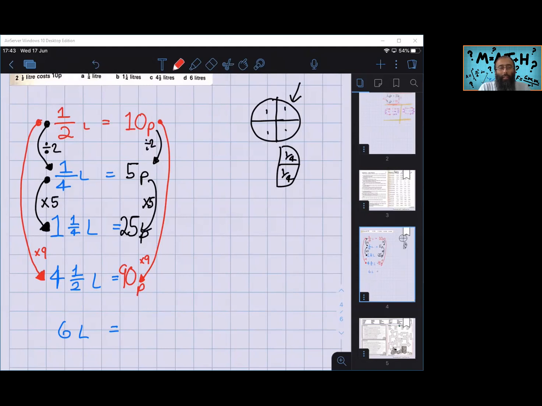Okay, now the next one is a bit of a curveball. It's not a fraction. It's our 6 liter value.